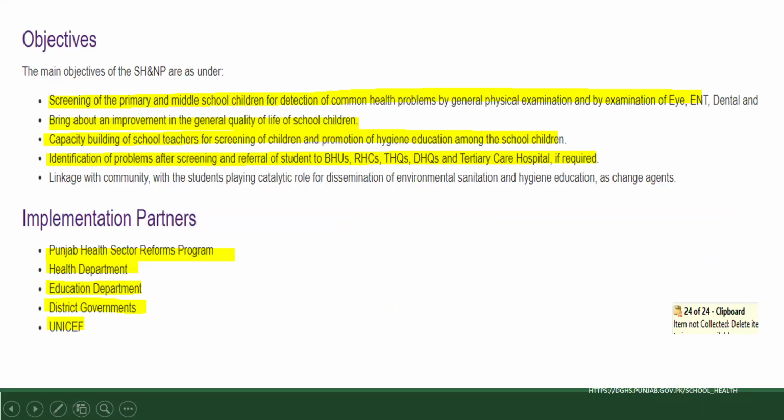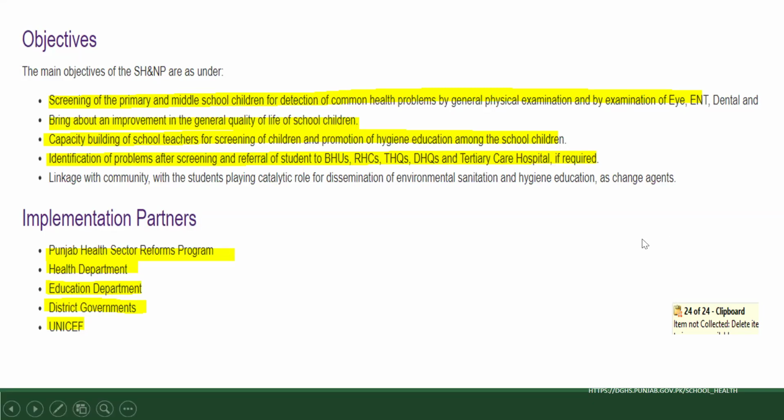The objectives are the screening of the primary and middle school children for detection of common health problems by general physical examination and examination of eye, ENT, dental, and bring about an improvement in the quality of life of school children, capacity building of school teachers for screening of children and promotion of hygiene education among the school children, identification of problems after screening, and referral of students to BHUs, RHCs, THQs, DHQs, and tertiary care hospital if required.